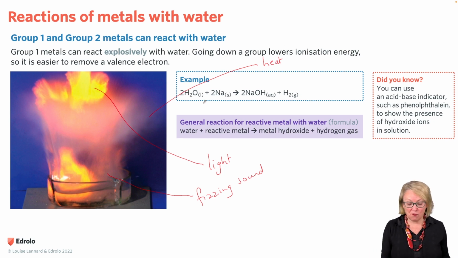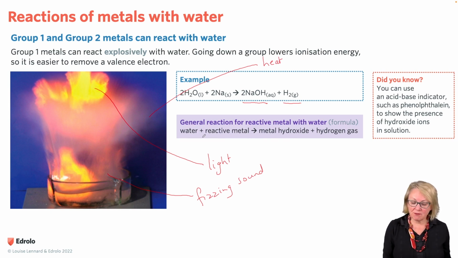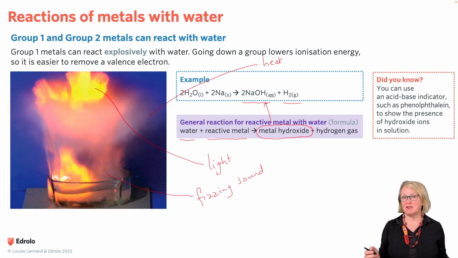What we actually form is sodium hydroxide and hydrogen gas. So water reacts with sodium metal to produce a metal hydroxide and hydrogen gas. So the general reaction type is the water reacts with the reactive metal to produce a metal hydroxide. Sodium hydroxide is an example of that, and the hydrogen gas.